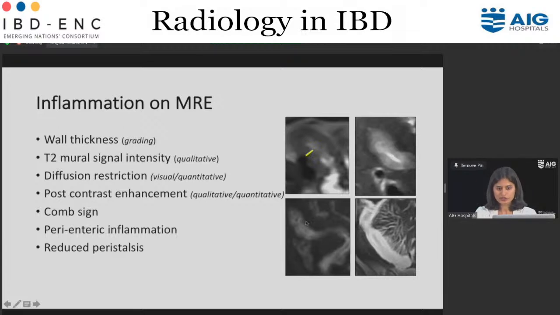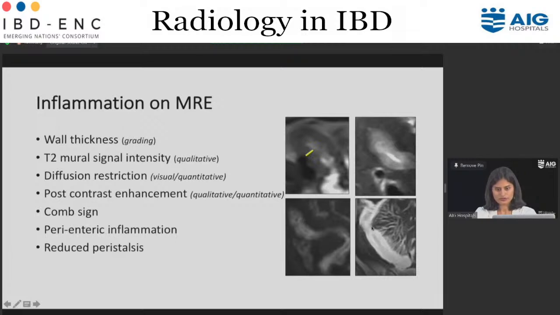The third image shows that there is abnormal brightness in this segment of bowel, which represents diffusion restriction. Again, visually we can say either there is diffusion restriction present or absent, or we could quantify by using ADC values. The last image shows a very thickened, markedly enhancing bowel. Again, mild, moderate, marked can be qualitative, subjective to the reader, or quantitative by trying to measure the signal intensity values within the thickened bowel wall. That is called the relative contrast enhancement ratio.